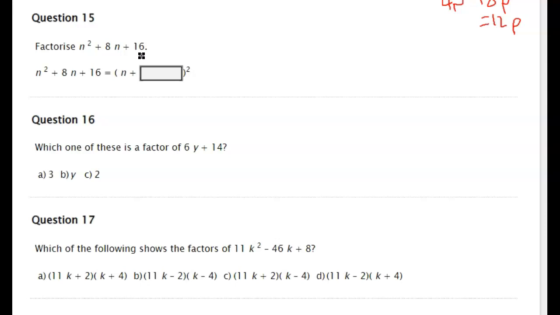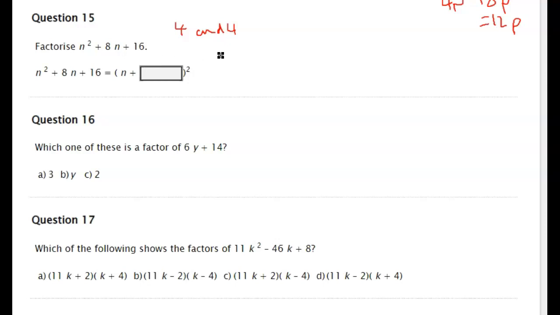Okay, so we need two numbers that when multiplied give us 16 and when added give us 8. And you can kind of see as a hint here that the number is going to be the same because we're going to be squaring it. When you're factorizing, you're thinking of factor pairs. So you can have 16 and 1, 2 and 8, 4 and 4. But we need those two numbers to add to 8. So in this case, it's going to be 4 and 4. 4 times 4 gives you 16, 4 plus 4 gives you 8.